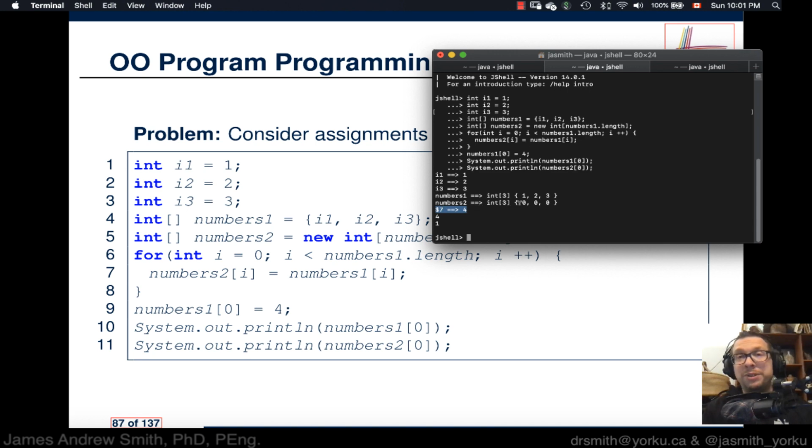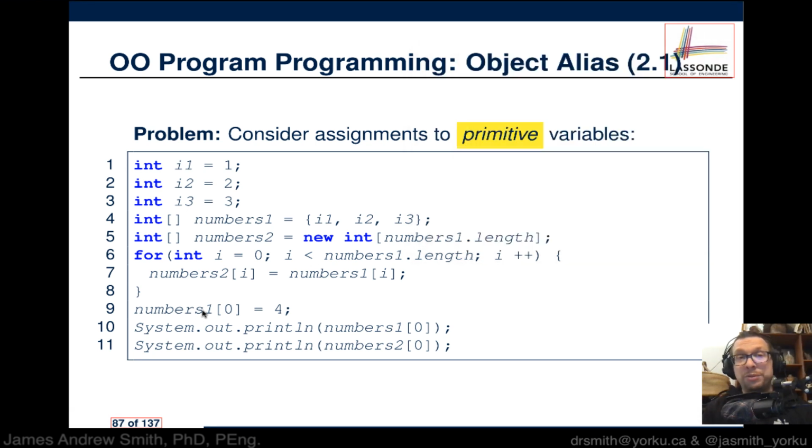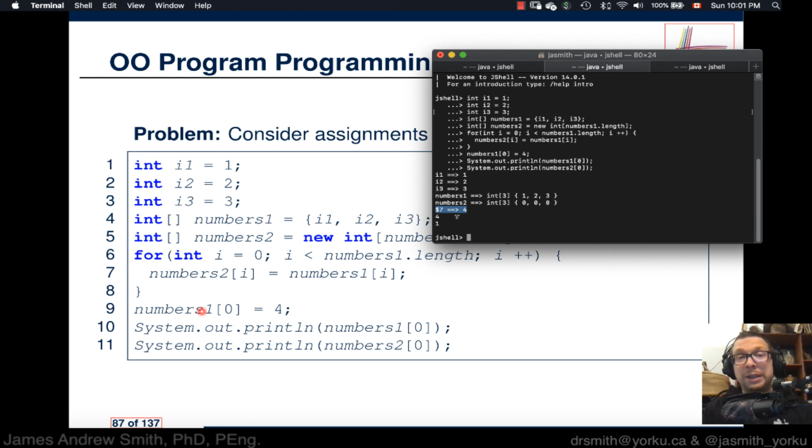Then I put 4, that's what this is right here. I put 4 in position 0 of numbers1 right there. All right, so that puts 4 in it. Then I print it out, and it prints out 4 right there. Then I print out numbers2 at position 0, and it has 1 in it.